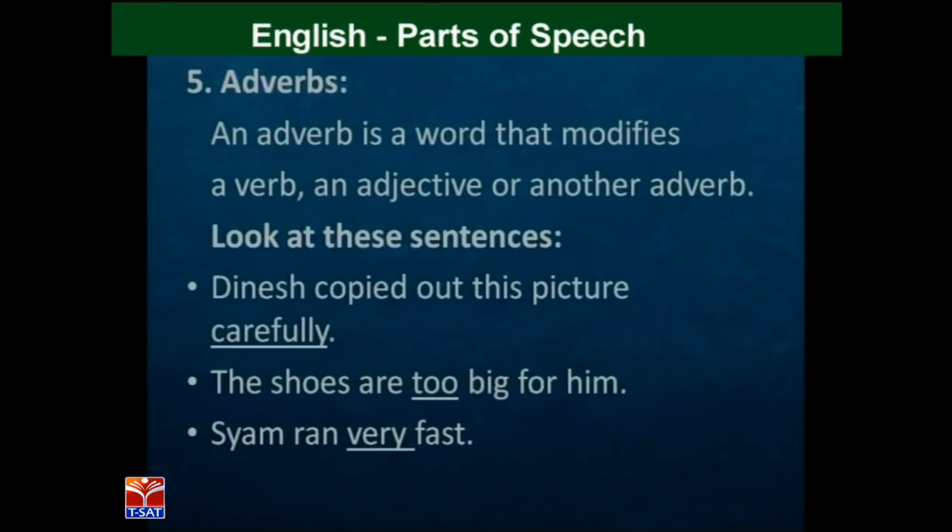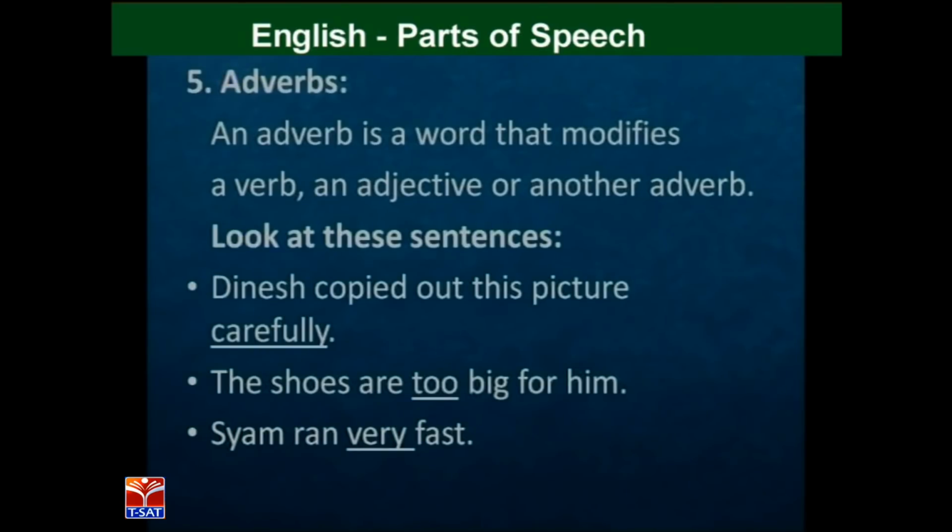An adverb is a word that adds some more meaning not only to a verb but also to an adjective and to another adverb. For instance, look at these sentences. Dinesh copied out this picture carefully.